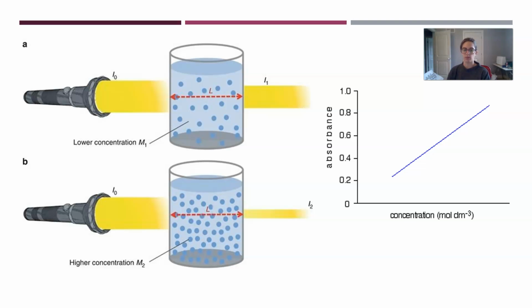And then on the right, we have another visual representation of how the particles interfere with the light. When you have a lot of particles, they can absorb the light, and so the light doesn't go through and be measured on the other side. Whereas if we have a lower concentration or fewer particles, then you have more light that's allowed through.